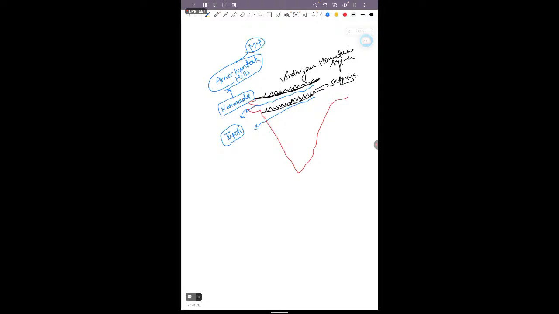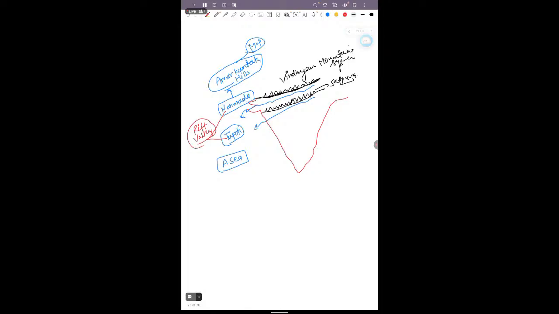Narmada and Tapti are two such rivers, and the others are the Mahi and the Sabarmati. They also flow towards the western side into the Arabian Sea. This is the Arabian Sea, and the Narmada and Tapti both flow through a rift valley. What is a rift valley? The valley which is present between two mountain systems.